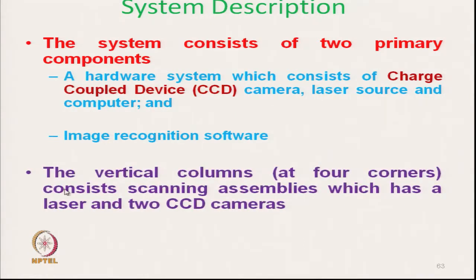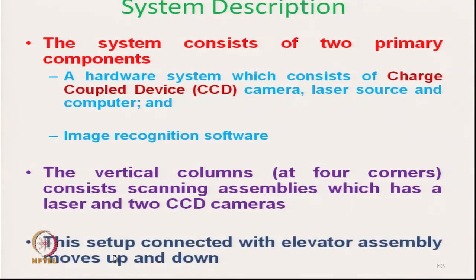The hardware also consists of a setup, a vertical column with four corners, and each of the corners consists of a scanning assembly. That means, a scanning assembly consists of two CCD cameras and one laser source, that is the configuration, and at four different corners this total scanning system will be placed. The setup is connected with the elevator assembly, that means, they will move from top to bottom or from bottom to top for scanning.